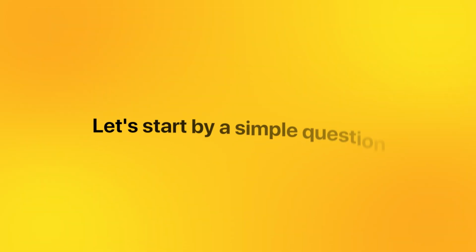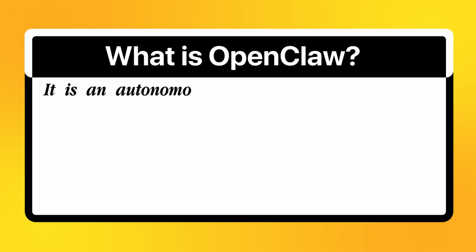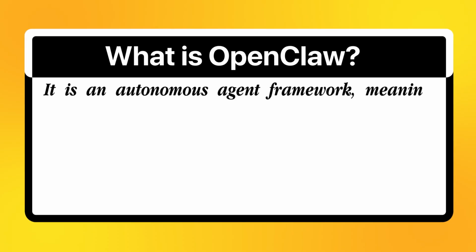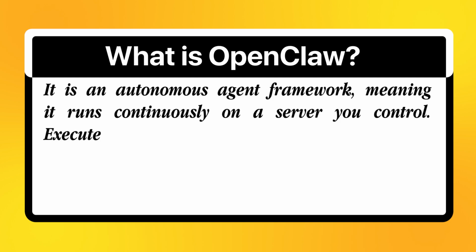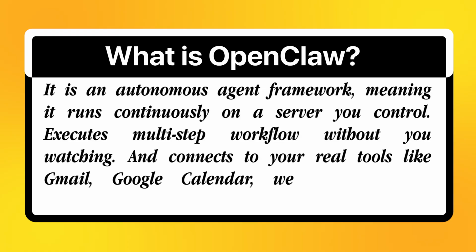Let's start with a simple question. What is OpenClaw? It is an autonomous agent framework, meaning it runs continuously on a server you control, executes multi-step workflows without you watching, and connects to your real tools like Gmail, Google Calendar, web search, price trackers, RSS feeds.